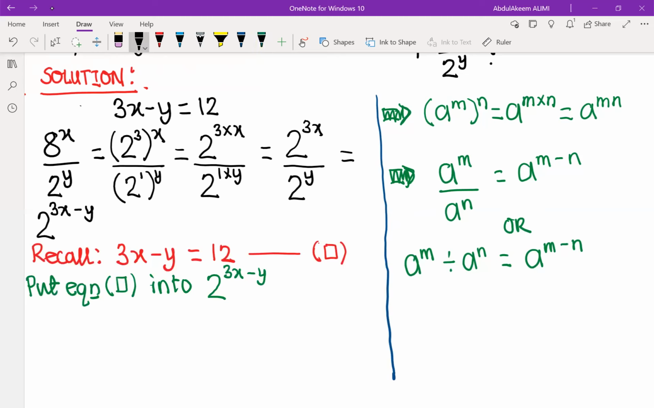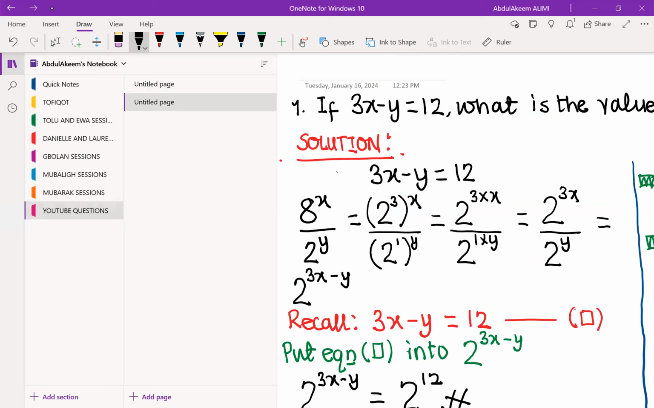Since it has been stated that 3x minus y is equal to 12, 2 raised to power 3x minus y will now become 2 raised to power 12. Final answer. So I've been able to solve 8 raised to power x divided by 2 raised to power y, under the condition that 3x minus y equals 12, to become 2 raised to power 12. Final answer. So let's look at the next question now.